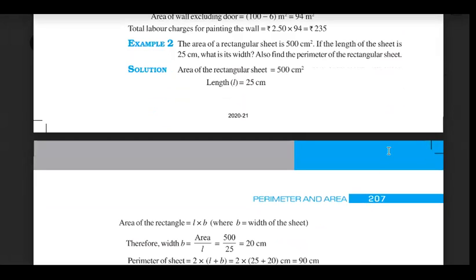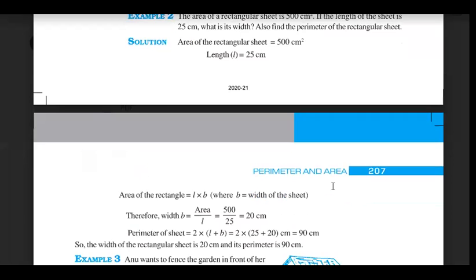Yes, 90. Very good. Are you getting? Easy? This chapter is very easy if your calculation is good. Okay. Perimeter is 90, no? 90. See, this chapter is just calculation. Okay. Very good, Esther. You're getting very good.